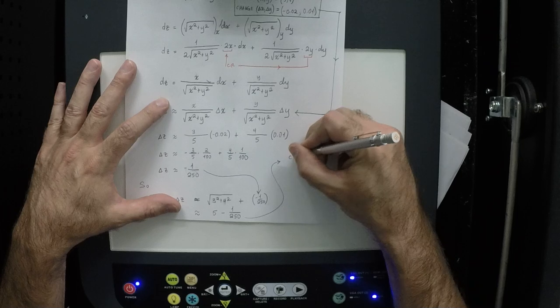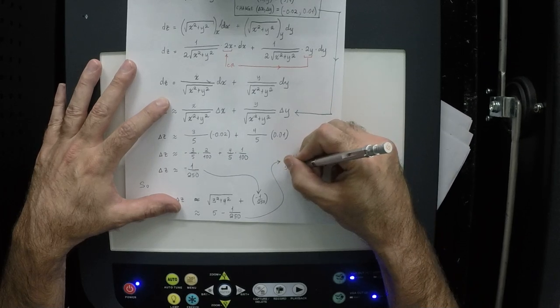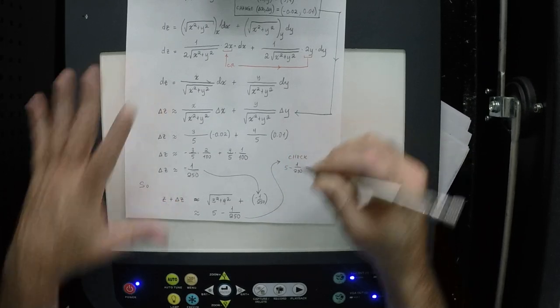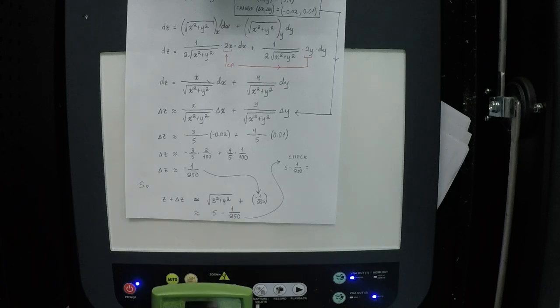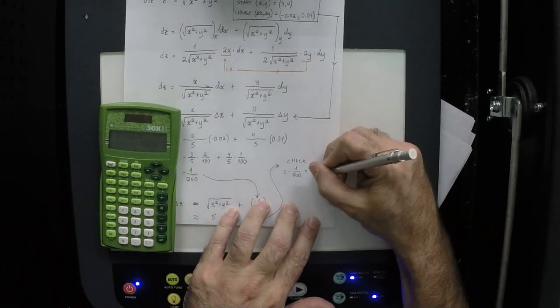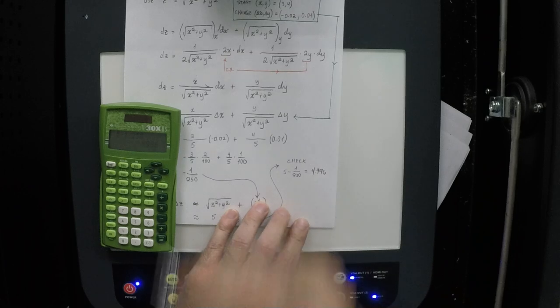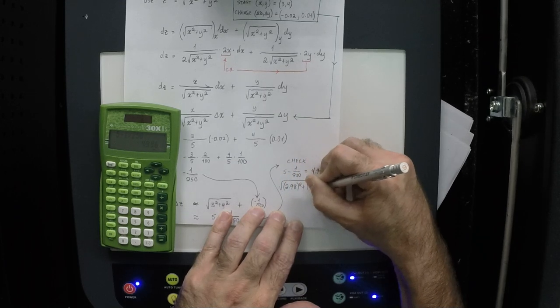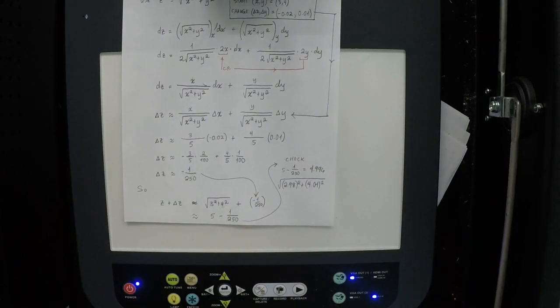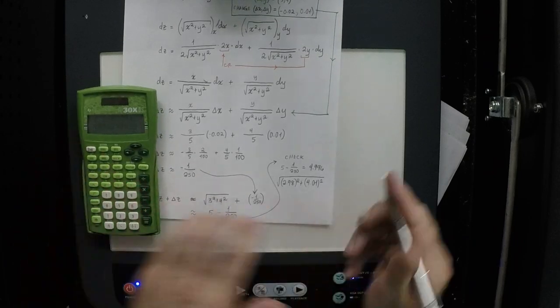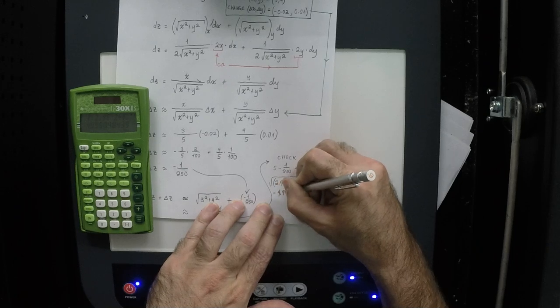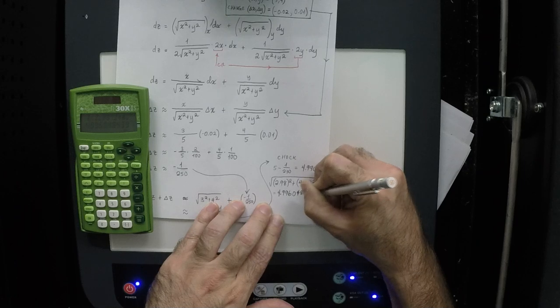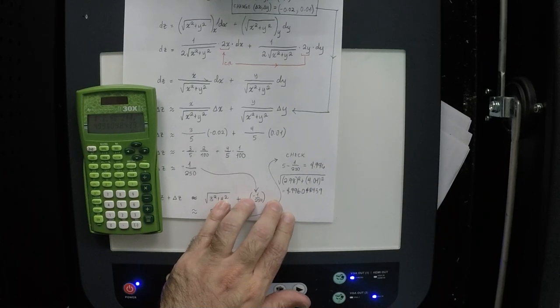Now, as a final check, let's check it with the calculator. So 5 minus 1/250, according to my calculator, is 4.996. And then if I type that other thing into the calculator, so 2.98 squared plus 4.01 squared, if I type all that into the calculator, my calculator reports that value is 4.996048439. So did we get close? We sure did. That's really close.